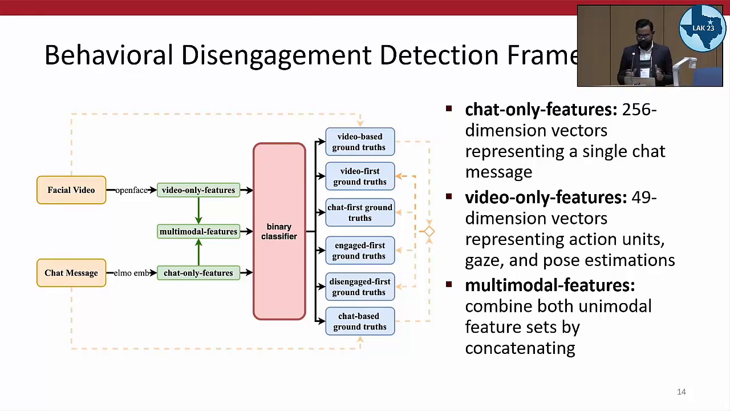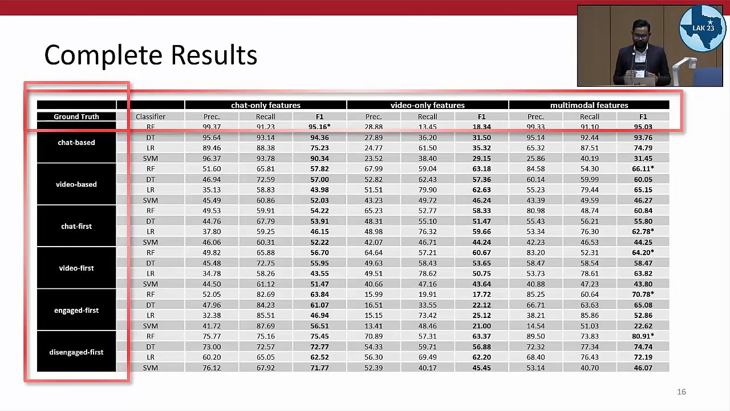So this is the complete set of results, but I won't go through each of this. I'll just focus on how to read the table, and we'll look at specific parts of it. As far as the major columns go, these columns represent the three sets of features we have: the chat-only features, the video-only features, and the multimodal features that combine both. The major rows here are the 6 different ground truth sets we have. One is chat-based, and then the other one is video-based, and then the rest is the combination of these two. Each row represents a single classifier. We've tried 4 different classifiers.